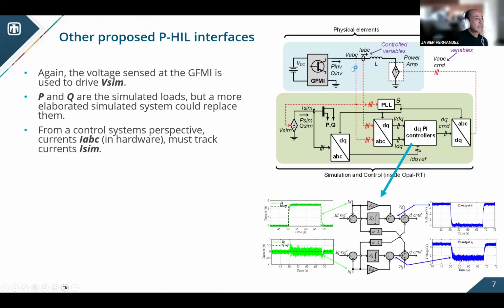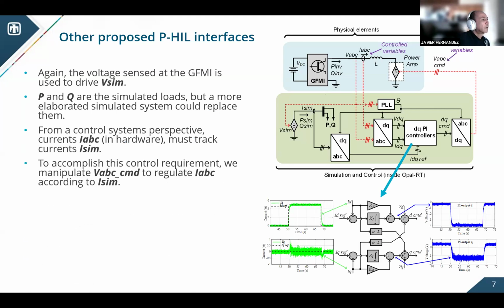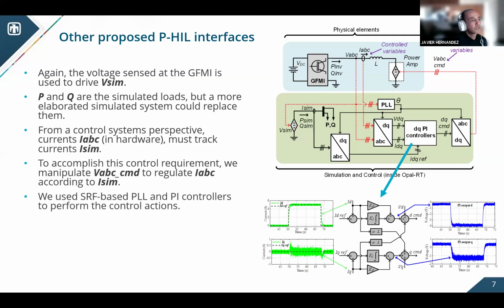From the control perspective for this particular P-HIL interface, we want the current at the hardware side to track the current at the simulation side. So this becomes a control problem. To accomplish this, we created our own control scheme in which we manipulate the variables on the power amplifier, which basically changes the amplitude and the phase angle, so we can have a good track of the hardware current on the simulation currents, all right? In order to accomplish the control scheme, we use a synchronous reference frame PLL and PI controllers to perform the control actions, all right?